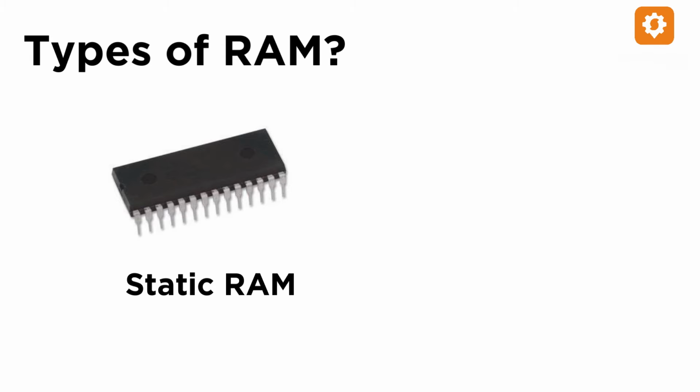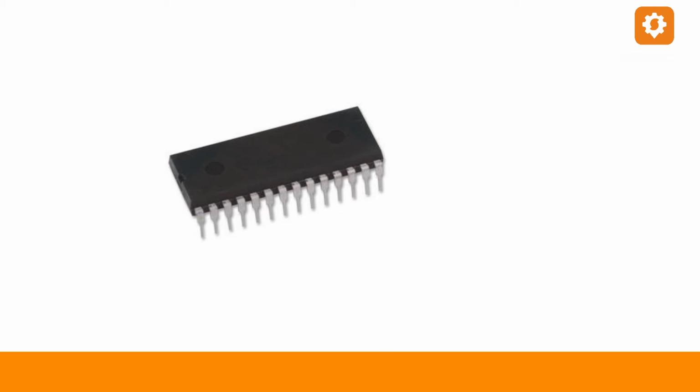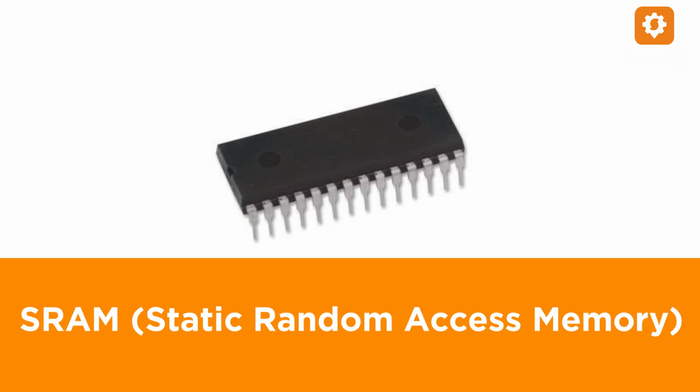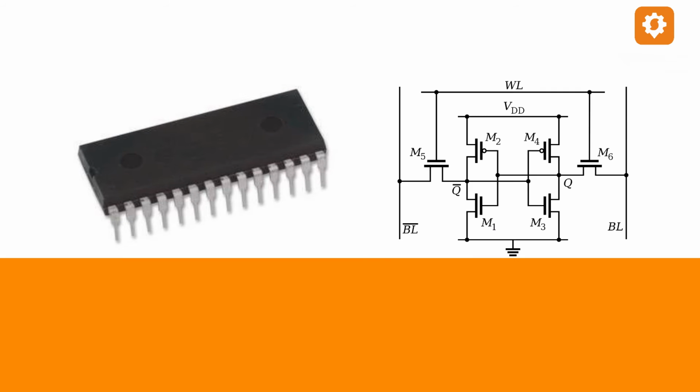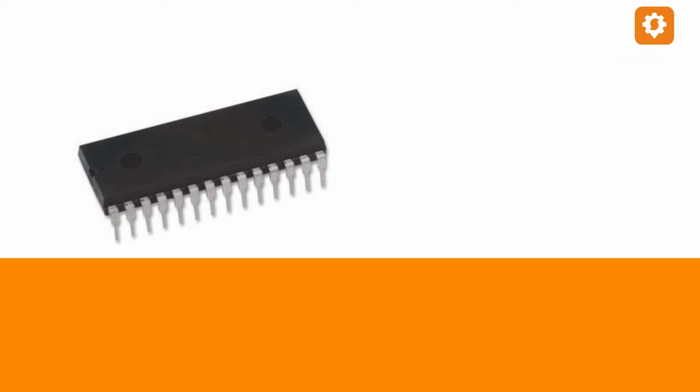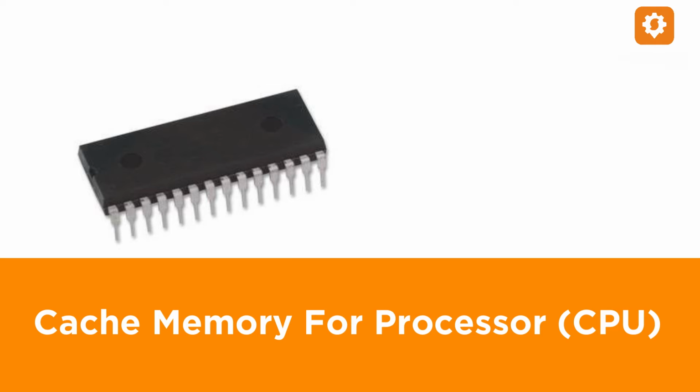Two main types of RAM are static RAM, dynamic RAM. Static RAM. Static RAM is the full form of SRAM. In this type of RAM, data is stored using the state of 6 transistor memory cells. Static RAM is mostly used as a cache memory for the processor, CPU.